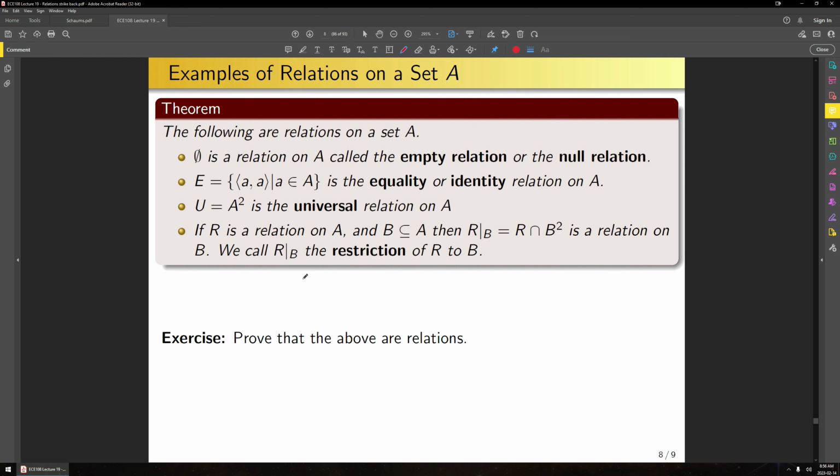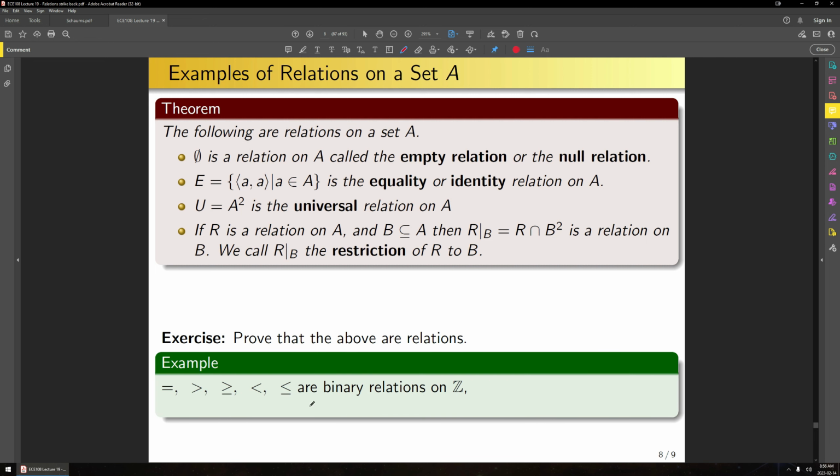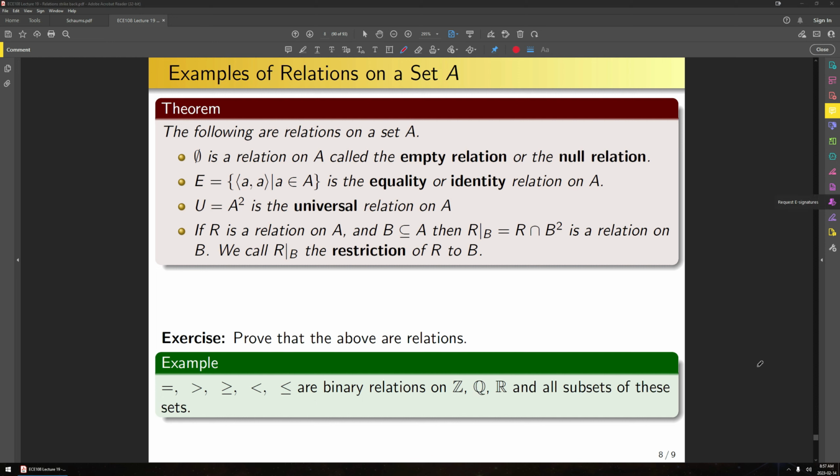Okay, so exercise, prove that all of these are relations. Well, that's pretty trivial, right? Just, are they subsets of A cross A? Yeah, so the non-trivial bit is kind of here, but again, it's pretty trivial, but try it nevertheless. Okay, so all of these guys are binary relations on Z, Q, R, and all subsets of these sets. So yeah, relations appear everywhere. They're really quite useful.